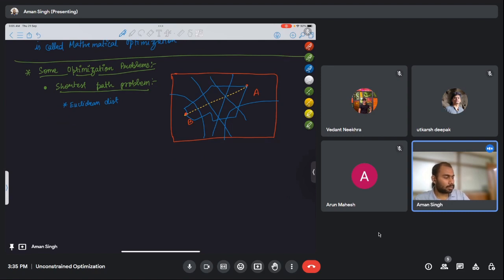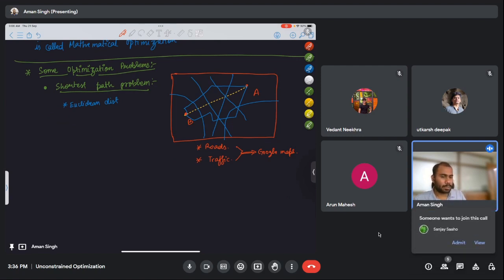If you add roads, and now if you also add traffic to the problem, it becomes more interesting. Let's say we want to optimize the time. This is what is generally done by Google Maps. There are several other parameters, but these are the two most important generic parameters that I think Google Maps uses, and it tries to optimize the path from point A to point B.